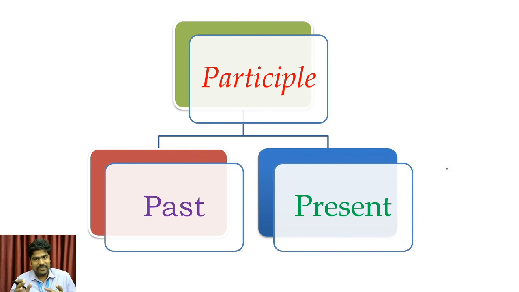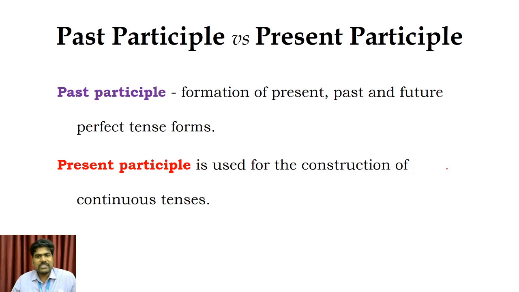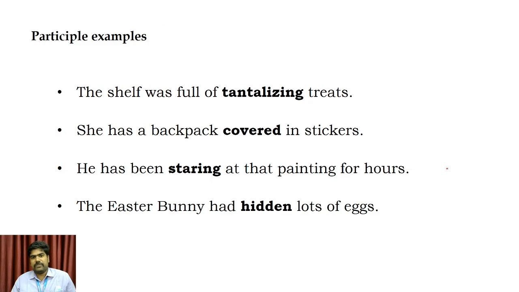Here, we have seen the participle divided into two types. One is past and another one is present participle. What's the difference between past participle and present participle? Past participle is the formation of present, past and future perfect tenses. But present participle is the construction of continuous tenses. For example, present continuous, past continuous, future continuous, present perfect continuous, past perfect continuous, future perfect continuous. Those are all present participles.